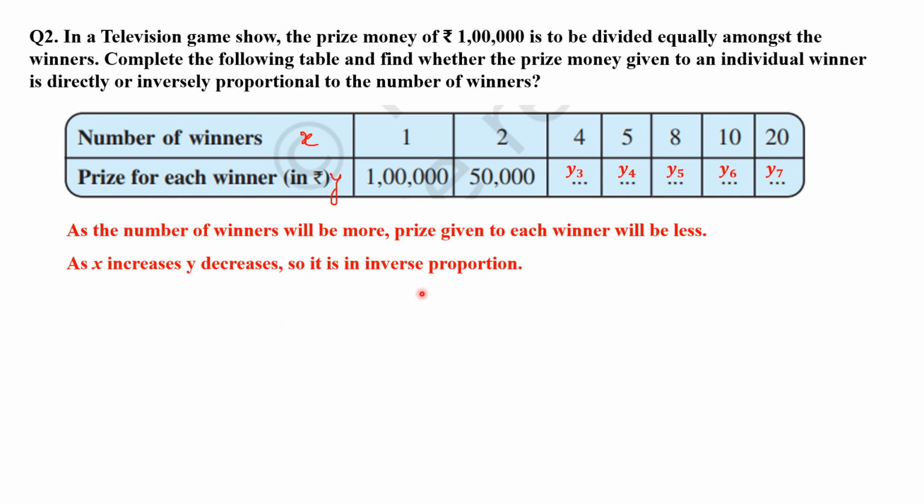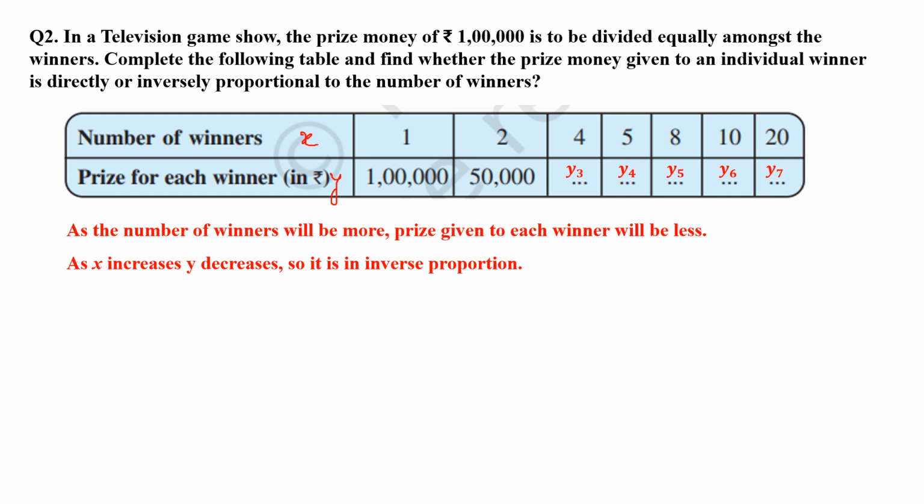And we know that if it is in inverse proportion, the product of X and Y will be constant. So from here I can write x1 y1 equal to x2 y2 equal to x3 y3 and so on. They all will be constant. And now you have to find the value of y3, y4, y5, y6 and y7, isn't it?